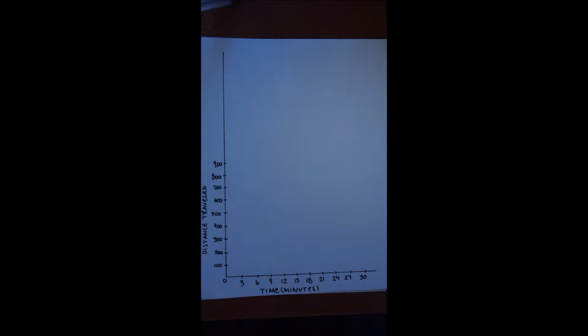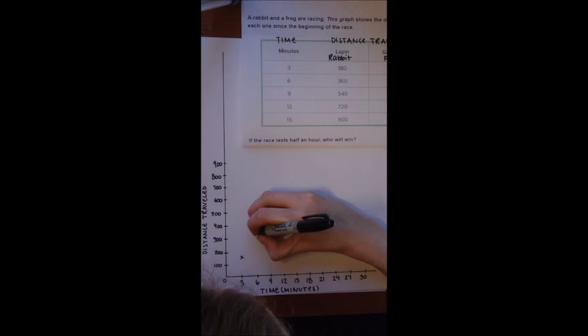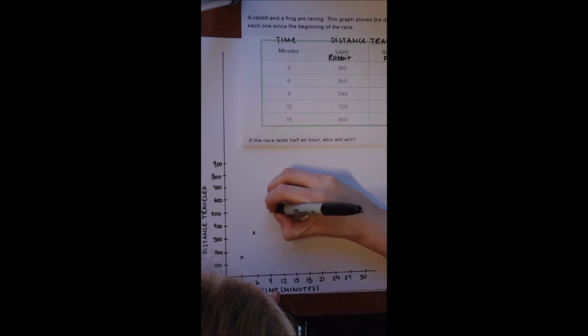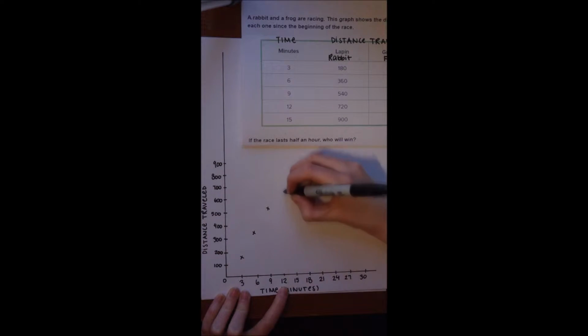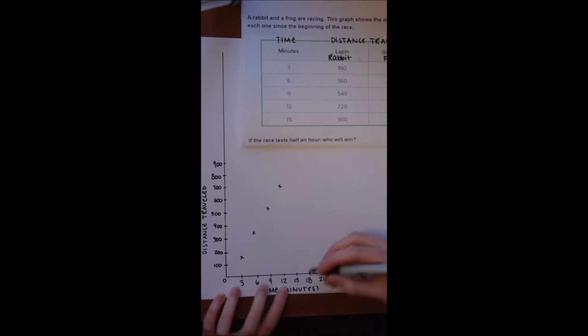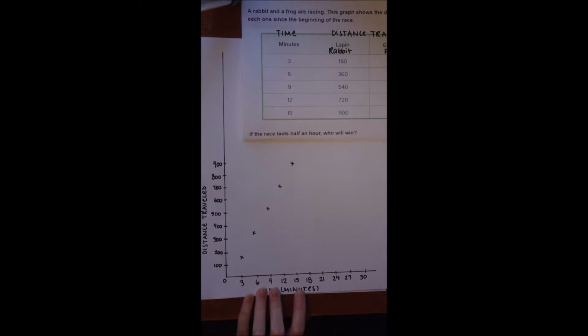Now, at each point that we are given, we can plot it. So first, we're going to plot it for the rabbit. After 3 minutes, the rabbit has gone 180, so that's going to be around here. Meanwhile, after 6 minutes, the rabbit has traveled 360, so around here. We can keep plotting that, so at 9, 540. At 12, it is going to be 720, so around here. And at 15, 900, so here.